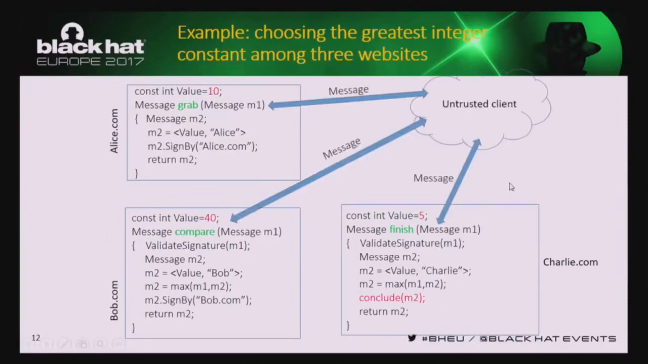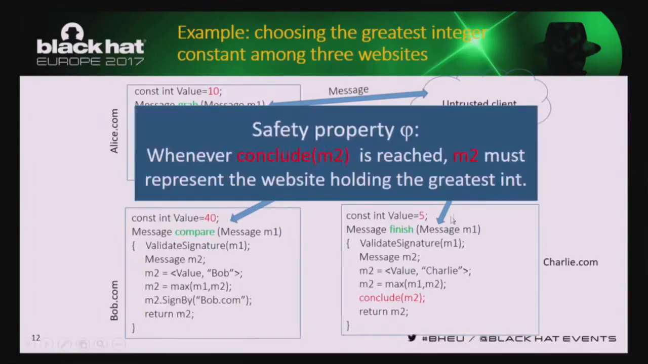Now, as always, we assume the client to be completely untrusted, which can arbitrarily invoke these methods. Our safety property is that whenever conclude M2 is reached, M2 must represent the website holding the greatest integer. So essentially, what we are trying to do here is to choose the greatest integer constant among the 3 websites. That's the system we are building.